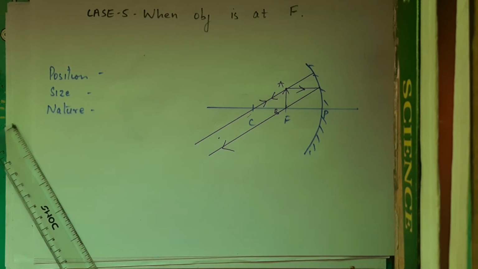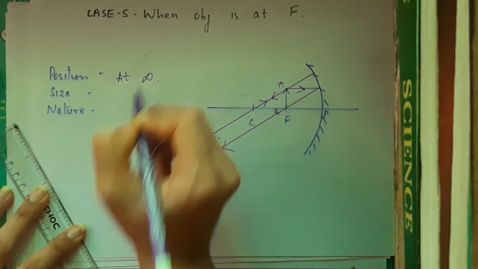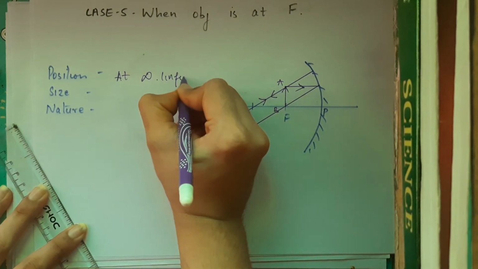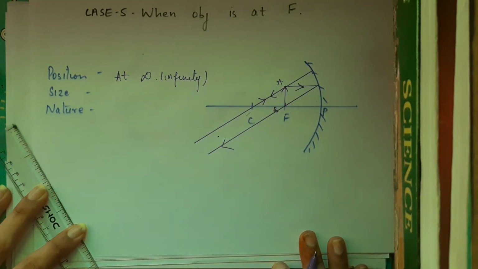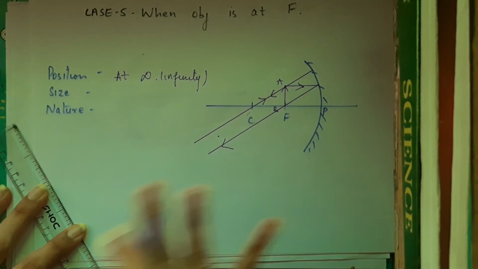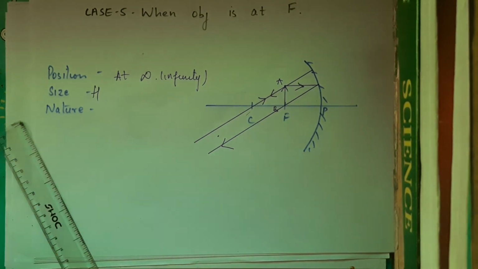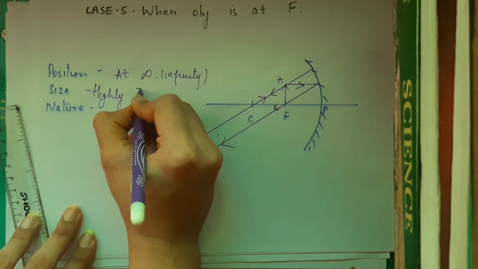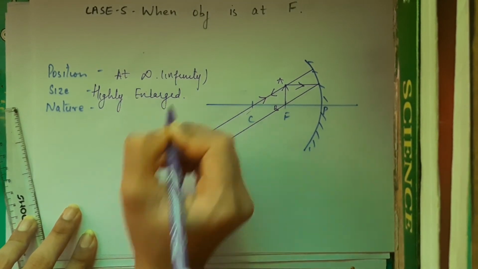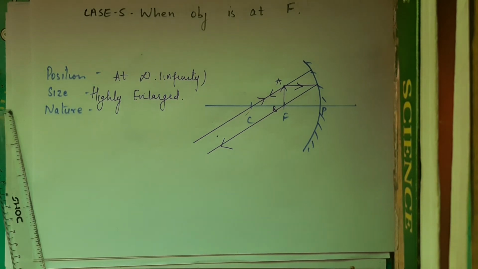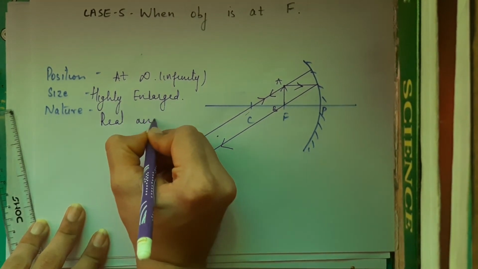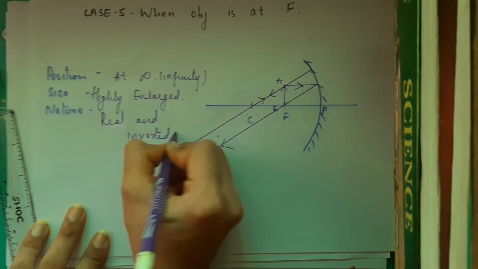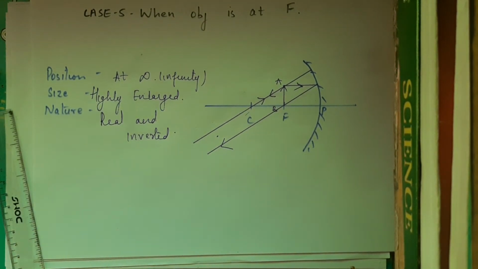So the position of the image would be where? Would be at infinity, right? Because the light rays are parallel to each other. What is the size of the image? So you cannot see the size of the image on the table. That means that the size of image is very, very large. So it is highly enlarged, very large. What is the nature of the image? Real and inverted, right? Real and inverted. Okay. So as long as we are to the left of the mirror, same side of the object, we get the real and inverted image.